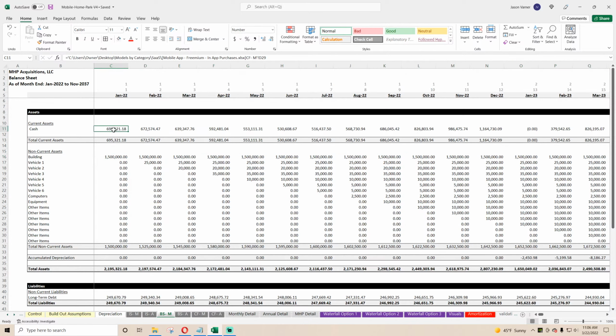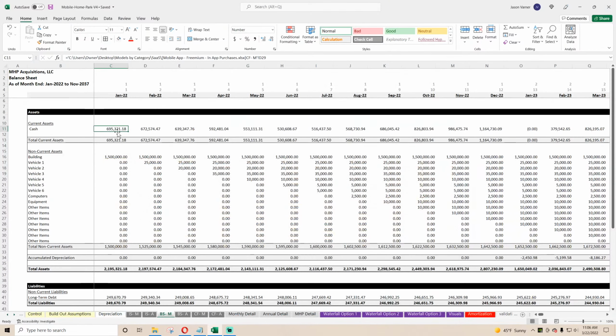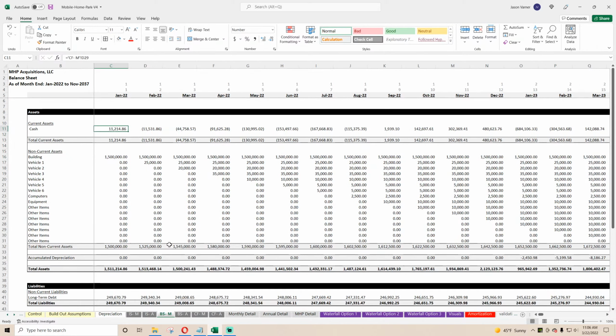Okay, so cash. We should simply be able to look at the cash flow monthly, equals that. And then the next month it equals the same thing plus the previous amount.